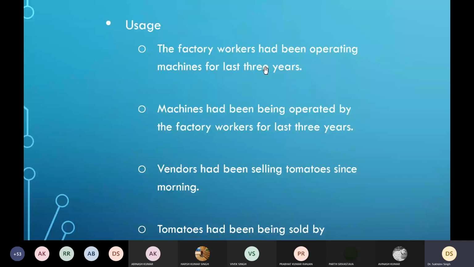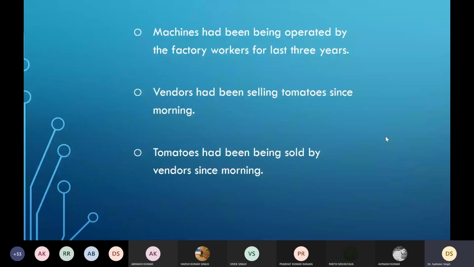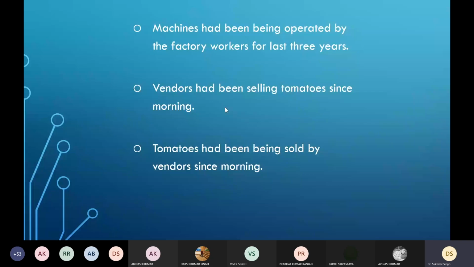So the factory workers had been operating machines for last 3 years is converted into passive voice as machines had been being operated by the factory workers for last 3 years. Now let's move to the second sentence. Vendors had been selling tomatoes since morning. We'll lift up tomatoes from here, so we fix it here. Tomatoes. Okay, had been will remain the same, had been.